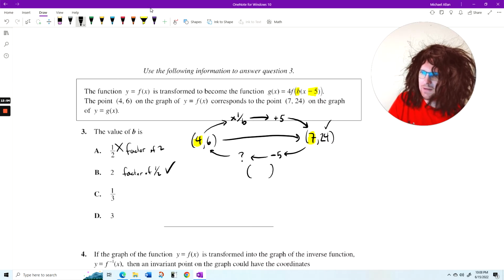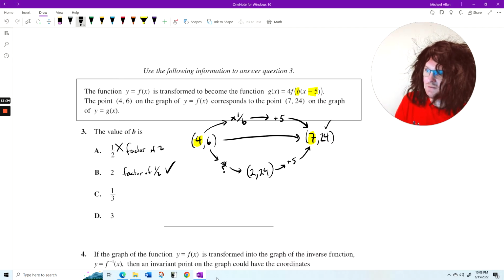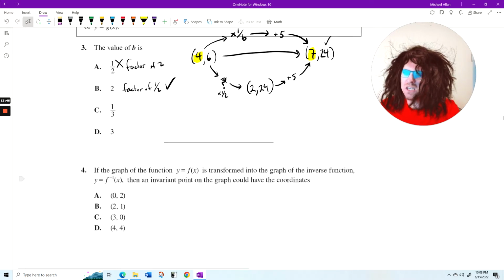Or I can think, okay, what would this intermediate point be? So before I added 5, what would be here? So 2 and 24. So I'll apply the vertical stretch factor as well. So before I get here, there should be a 2 here before I add the 5. It's right there. So how do I go from 4 to 2? Because here I'm going to add 5 to get to this point. So what did I do here to get here? What's this question mark right here? So I times it by a half. So I'm going to have a B value of 2. Okay? There's a couple ways to do it. Either guess or think logically a little bit.